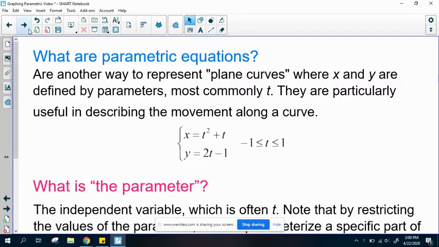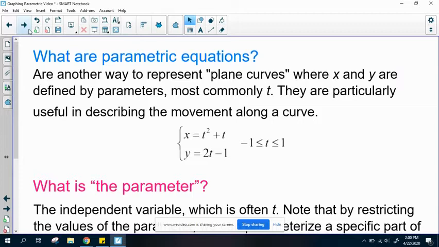They're a way for us to represent plane curves. And we're talking curves because it doesn't necessarily have to be linear, where x and y are defined by parameters, most commonly t. Similar to vectors, when we were able to talk about what's happening horizontally and what's happening vertically, except in parametric world, what's happening horizontally and vertically doesn't necessarily have to be a line.